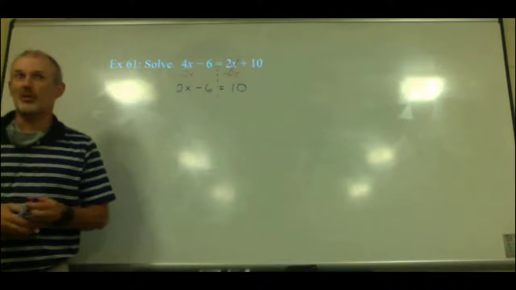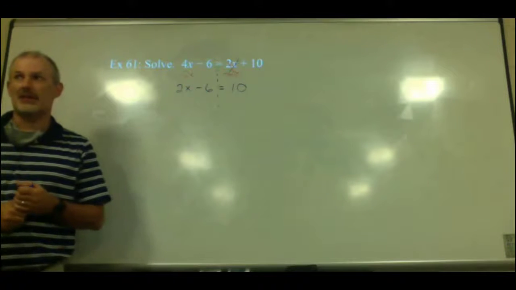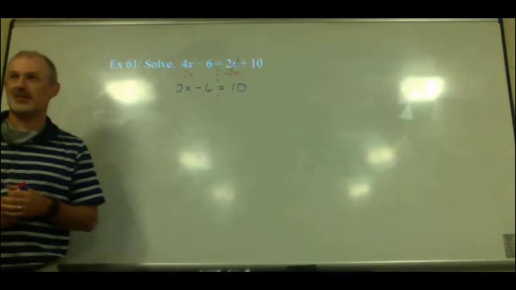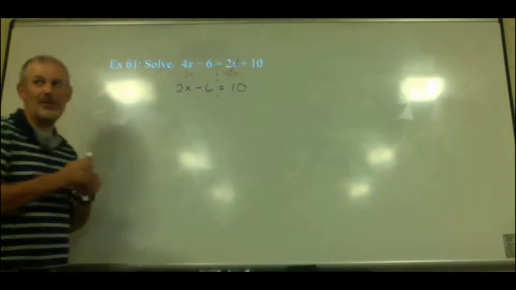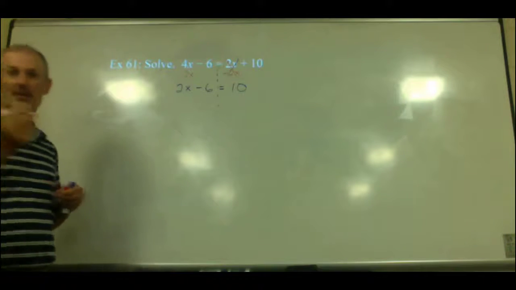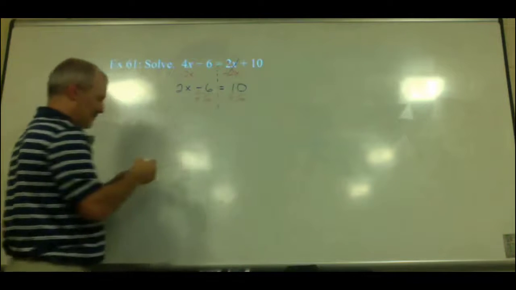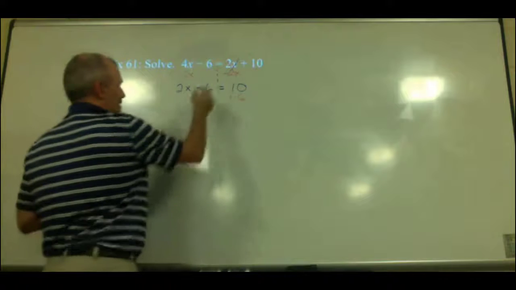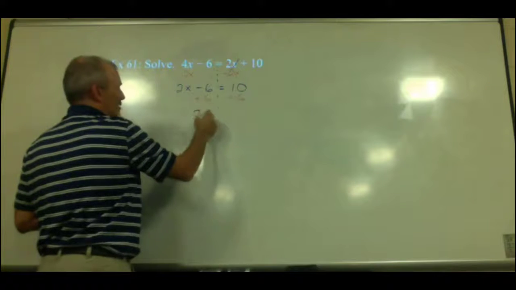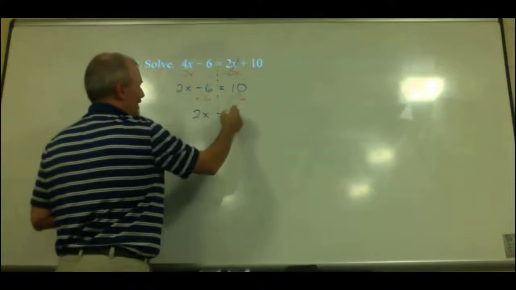So which one do we need to cancel out next? Negative 6. The negative 6 is the outside layer, right? And how do we cancel out that negative 6? Plus 6. And we add 6 to both sides. All right, so that's going to cancel. And what we have left is 2x equals, and we're adding, so that is 16.